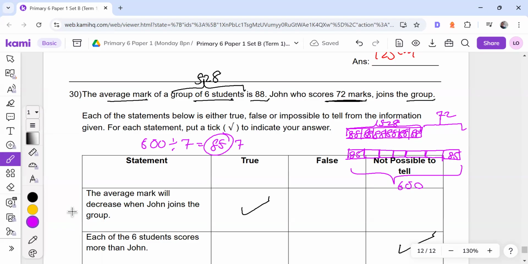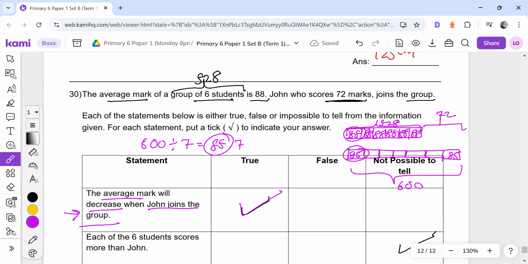So look at part A. Did the average mark decrease when John joins the group? Yes. From 88, now it becomes 85. Of course, it decreased. So the average has decreased when John joins the group. Are you clear? Okay, all right.